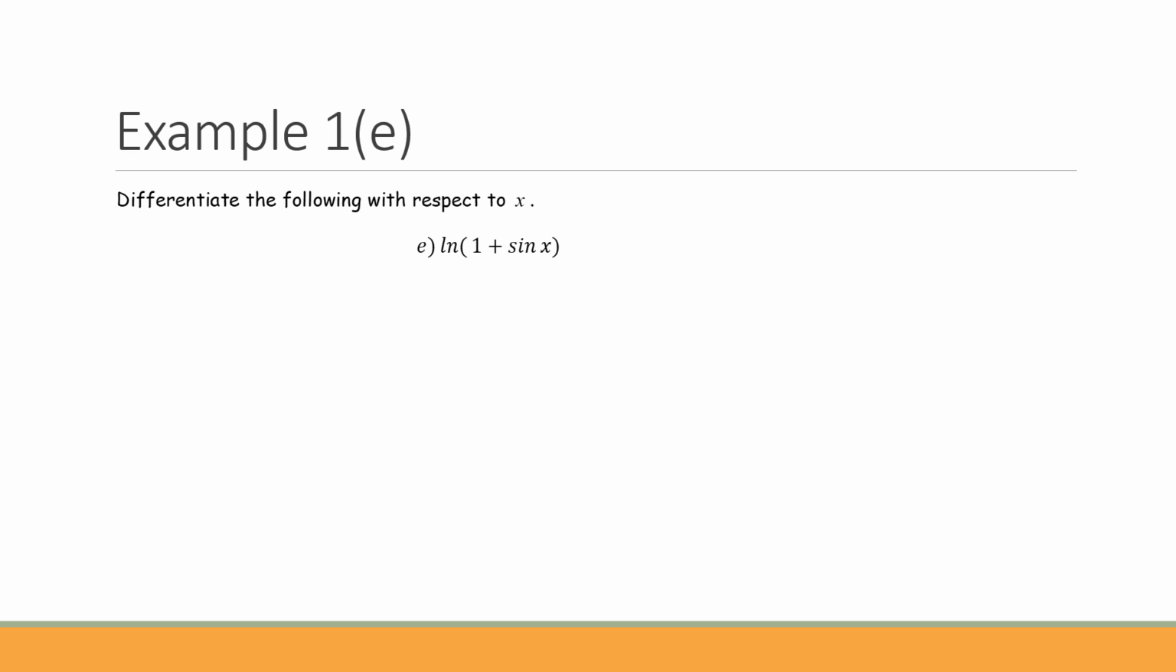Okay, then we have the next example. So this involves a trigonometric function. Same thing, how do we differentiate them? So we have 1 over 1 plus sine x multiplied by cos x, because when we differentiate 1, it becomes 0, and sine x becomes cos x. Final answer: cos x over 1 plus sine x.